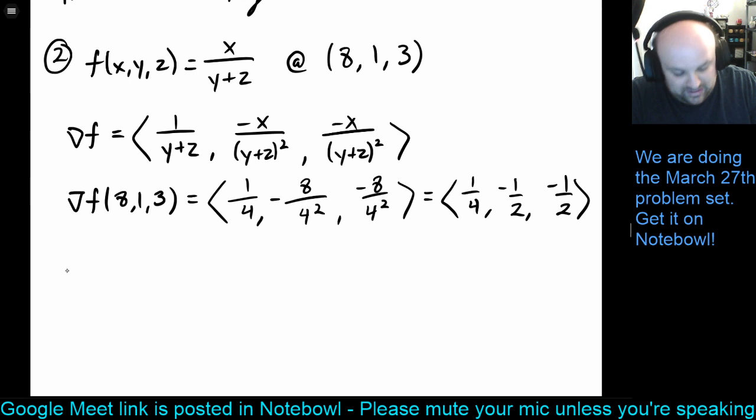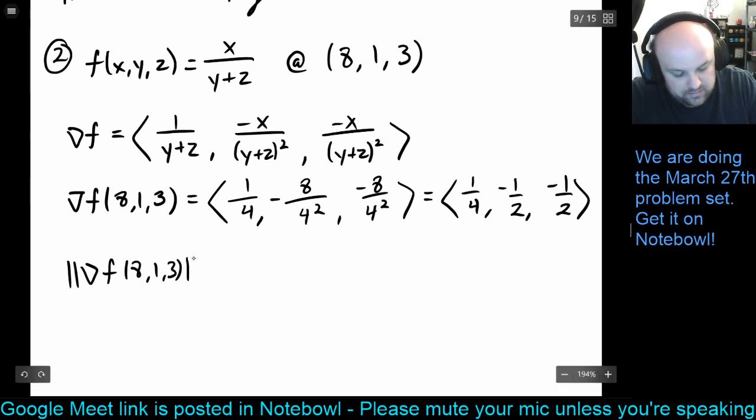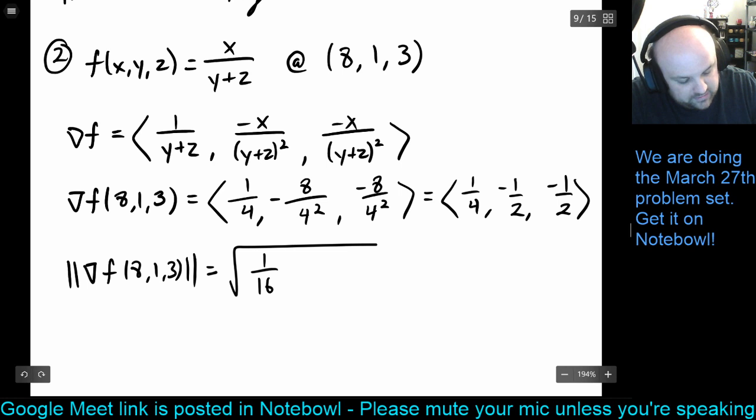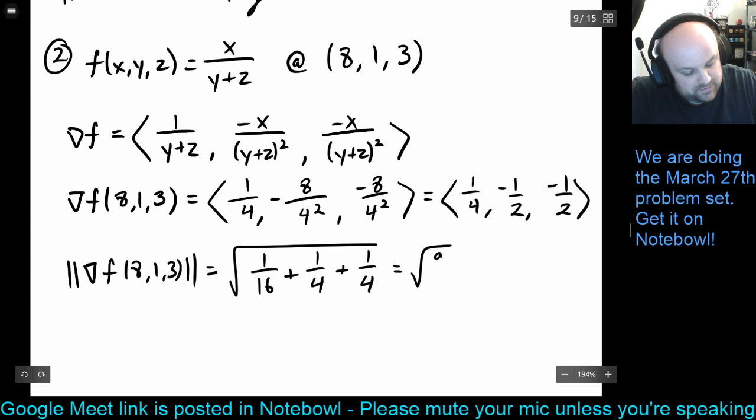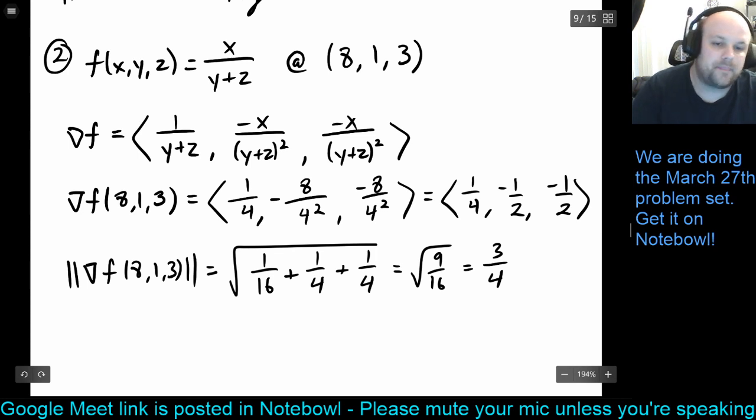And so we want the magnitude of that. Right? And let's see, we're going to get square root of 1 over 16 plus 1/4 plus 1/4. All right, so this winds up being square root of 9 over 16, which is 3/4. Any questions about that one?